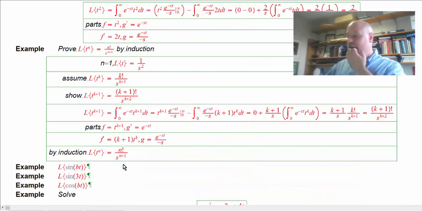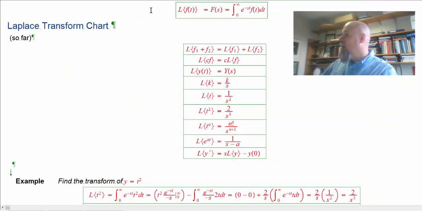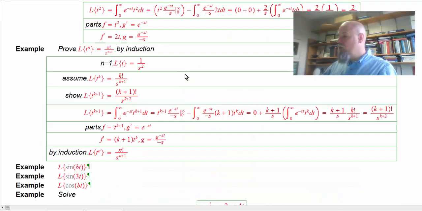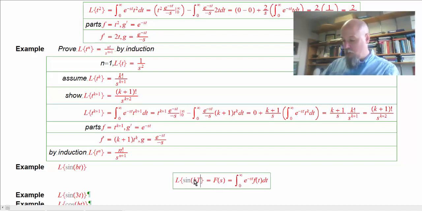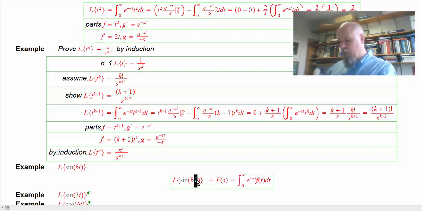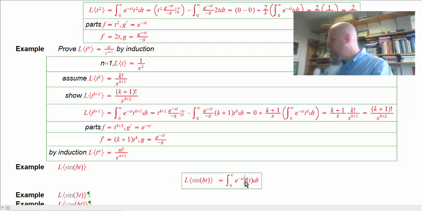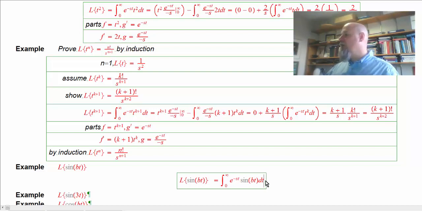What about transforming sine bt? This is our first trig transformation. All right, we'll go back up to here. By definition, that means we can just do this integral. Okay, right away, let's stop for a second here, because if I do this integral, this is the brute force way of approaching this problem.